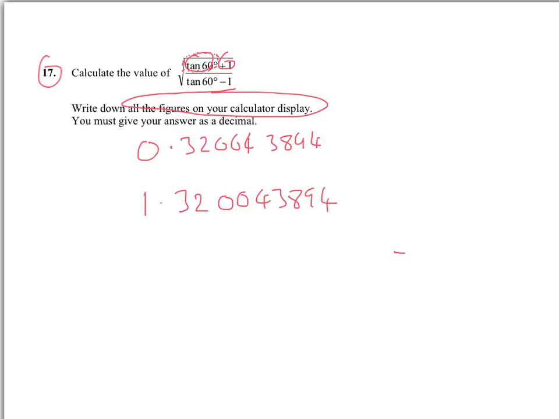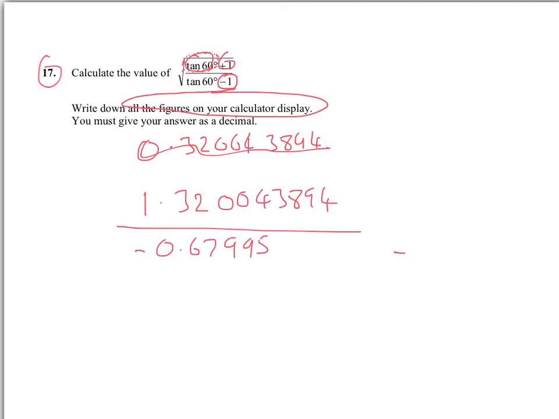If we take away 1 from that, so we're going to get that on the top, divided by 0.3200438894, take away 1. In order to do that, we're going to have to go back to our calculator. So I'm going tan of 60 degrees, and I'm taking away 1, and I'm getting minus 0.67995.